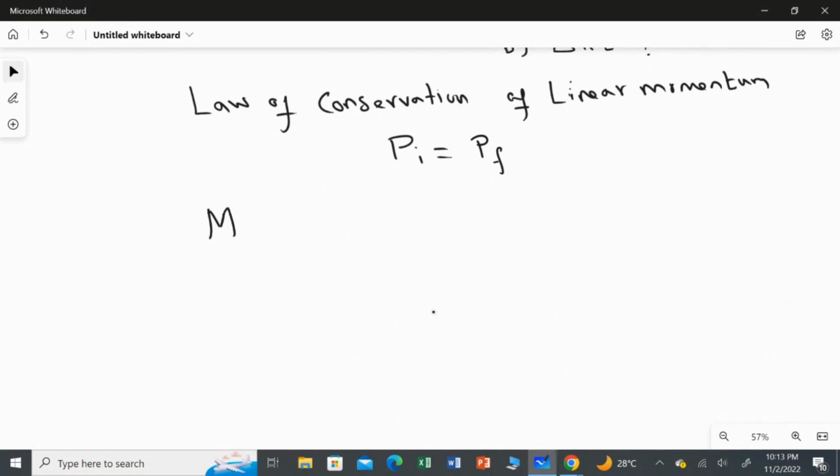Initial means before explosion. So M multiplied by V naught, which is equal to after explosion, M1 multiplied by V1 plus m2 multiplied by v2 plus m3 multiplied by v3. So now we have all the values. Am I right? So let's substitute these values one by one.